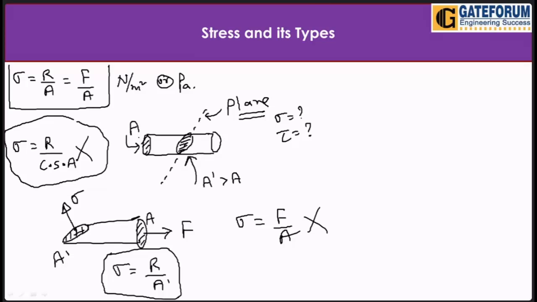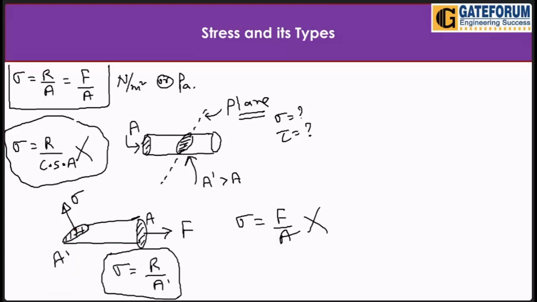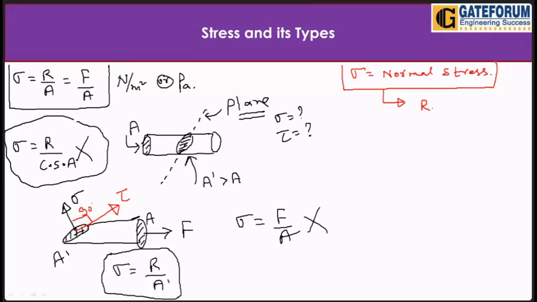Okay, so generally, whenever we have any area, and it's perpendicular, just look here, perpendicular to this area, to this 90 degree here, this will be normal stress and this will be shear stress. So sigma will be normal stress. And what is the meaning of normal stress? If the resisting force R is perpendicular to the area, in that situation the stress will be normal stress.